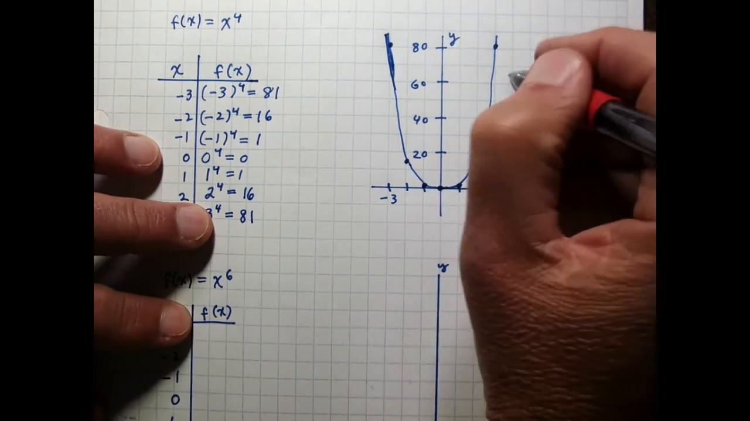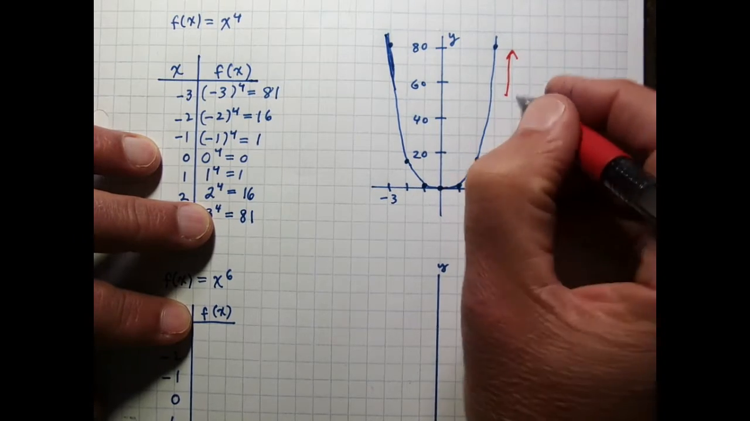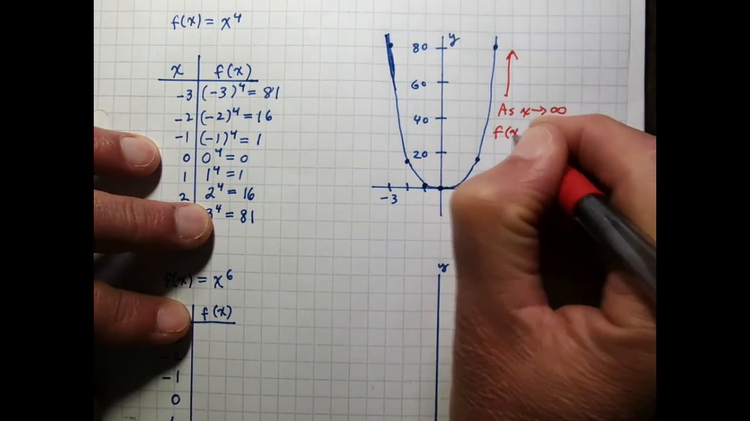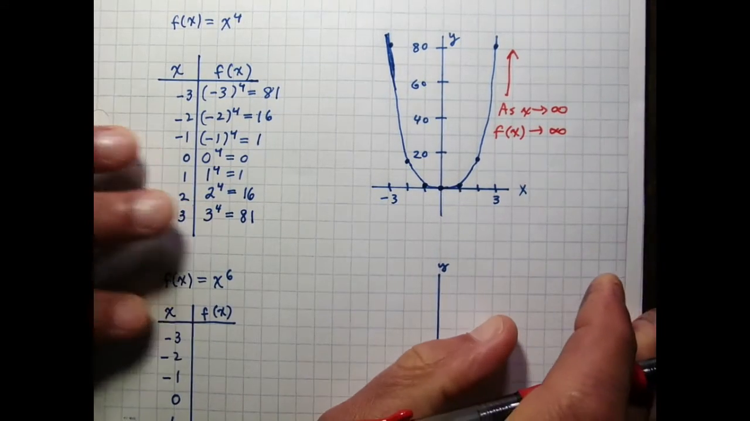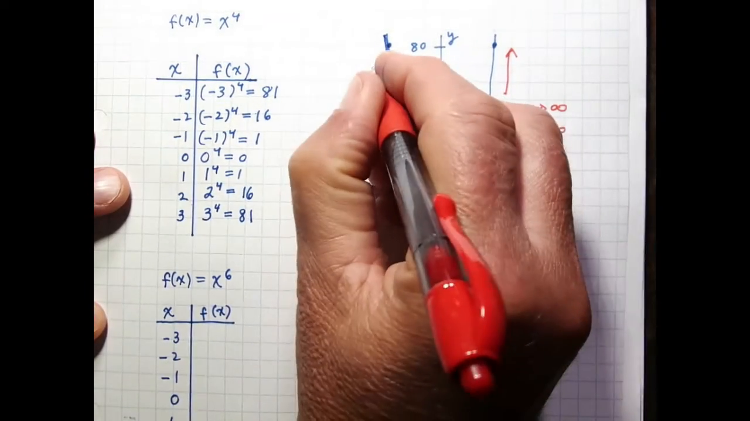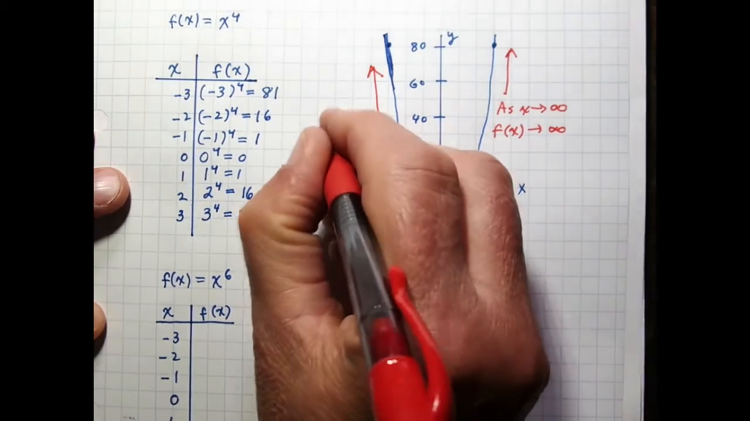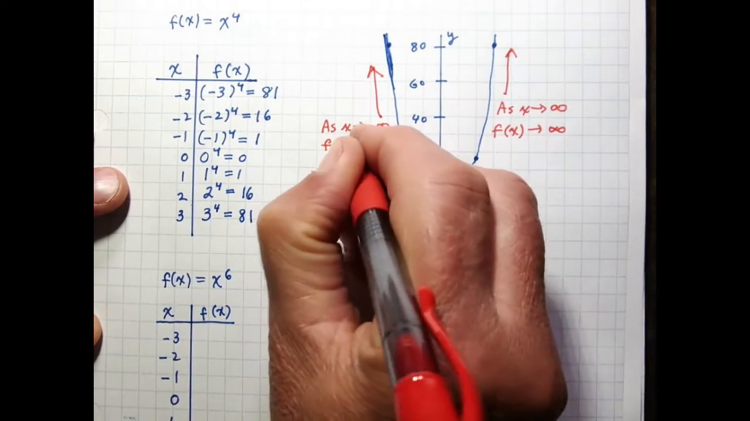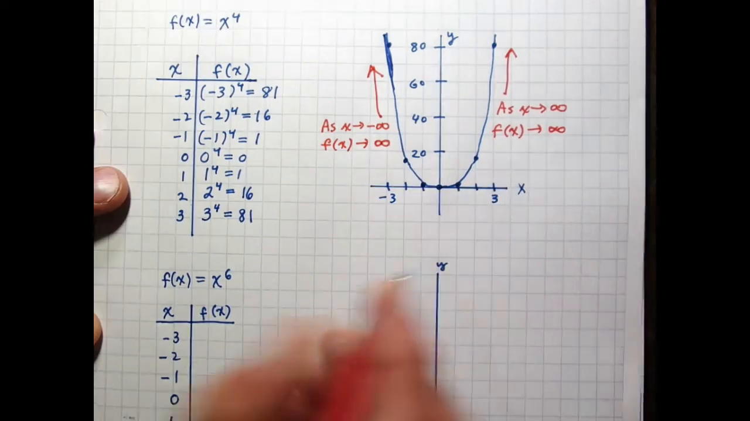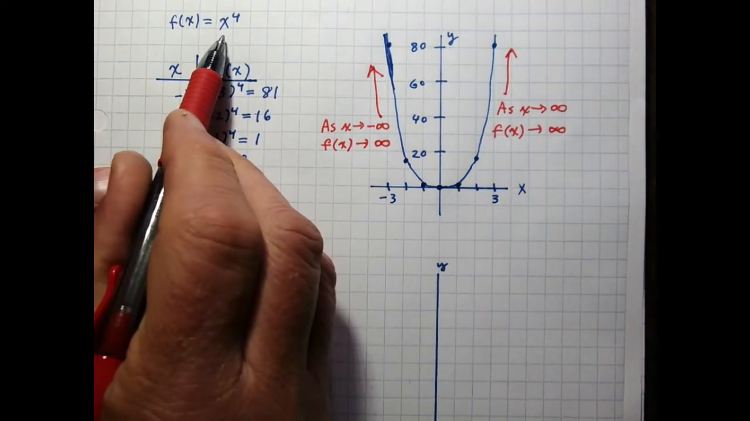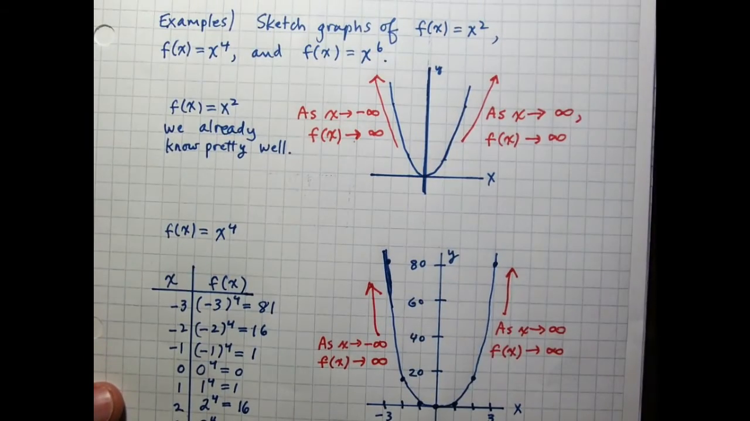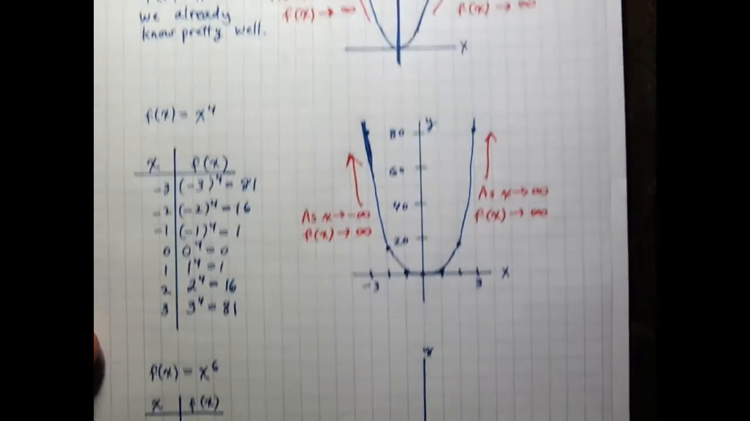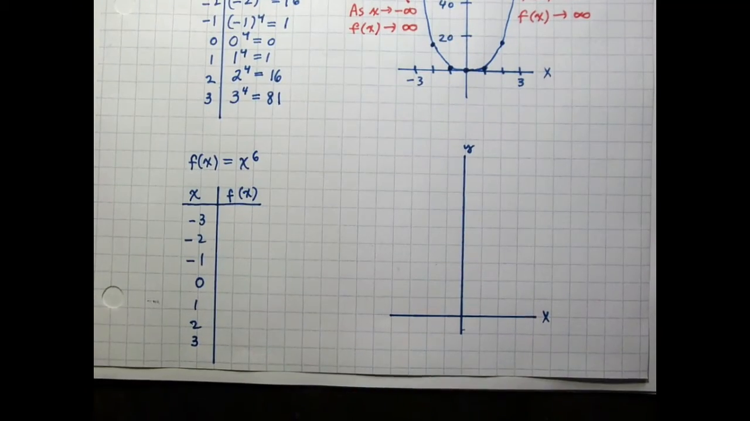End behavior. So rising up to the right as x approaches infinity, f of x approaches infinity. End behavior when x is negative. As x approaches minus infinity, f of x approaches infinity. So f of x equals x to the fourth and f of x equals x squared, they have the same end behavior.